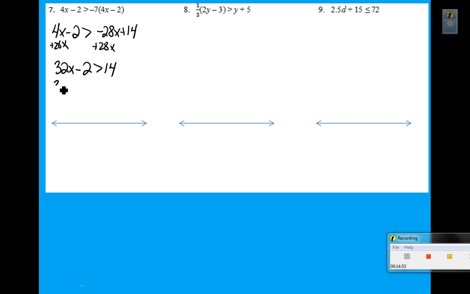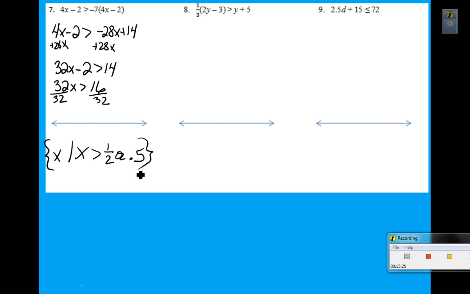Let's add 2 to both sides and divide both sides by 32. Some people get in a hurry and say 2. But if you divide both sides by 32, I'm going to get x is greater than 1/2. I would also take 0.5. Since 0.5 is a rational number, it terminates. In set builder notation, x such that.